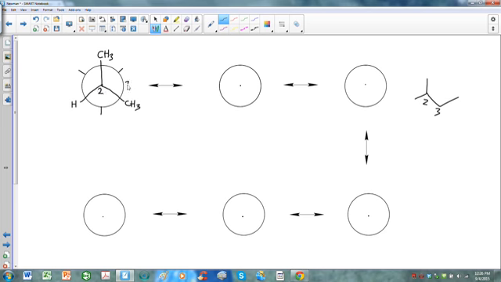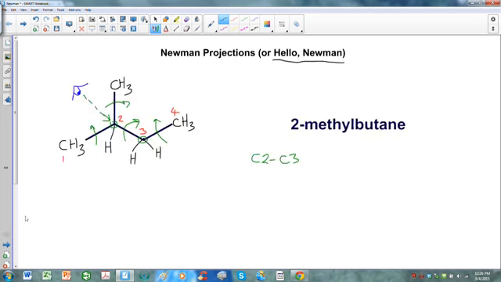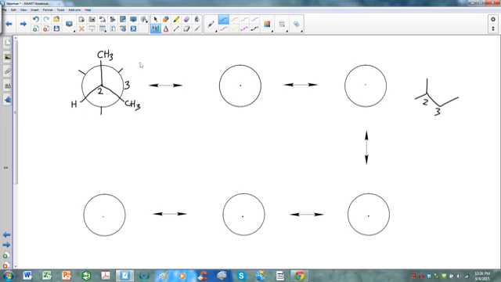The big circle here is carbon 3, and remember we said on carbon 3 there's a methyl, a hydrogen, and a hydrogen. So I can put the methyl wherever I want to. I'm going to put the methyl here, and then the 2 hydrogens here and here. So can you see that I have now drawn out one conformation of this Newman projection for 2-methylbutane?